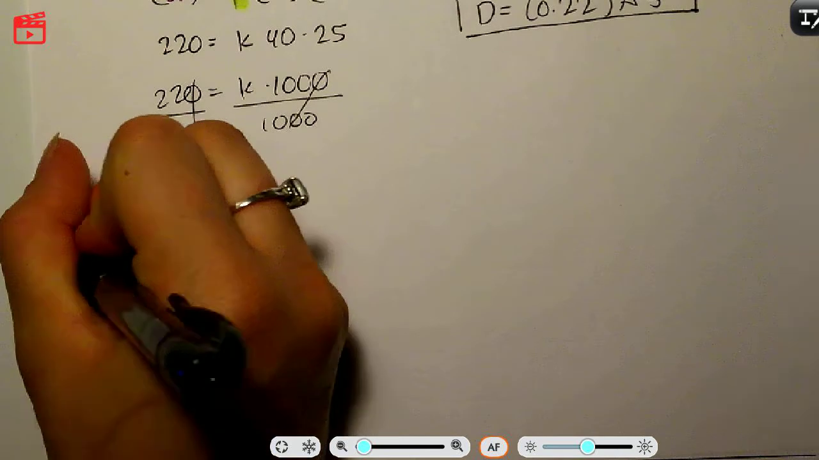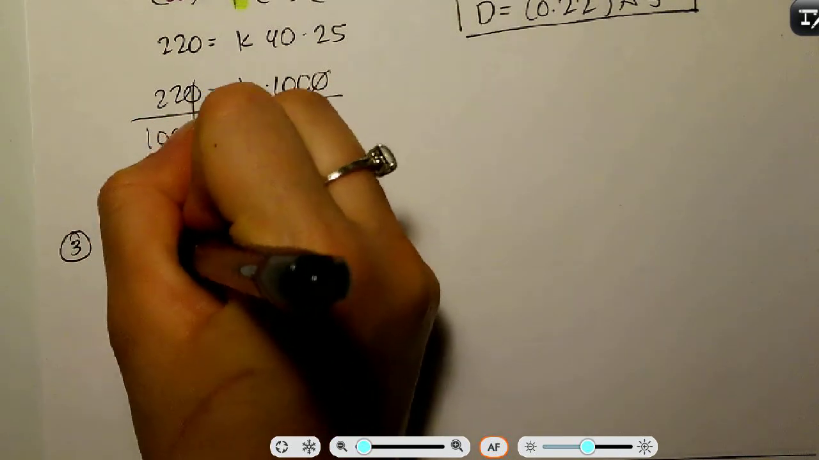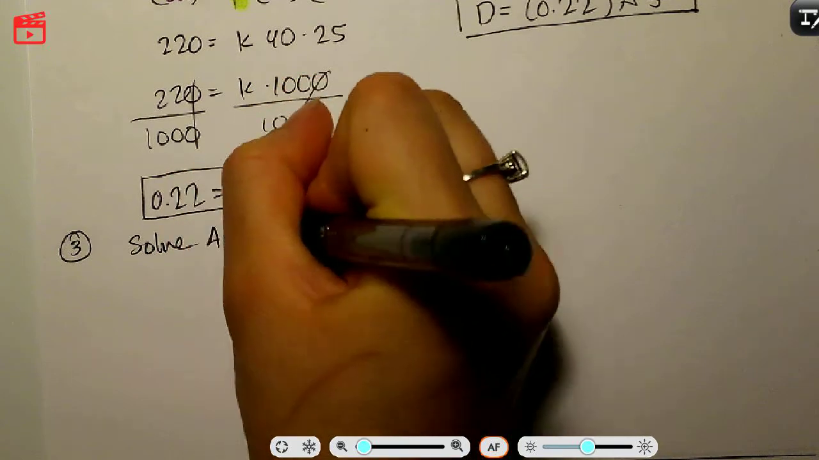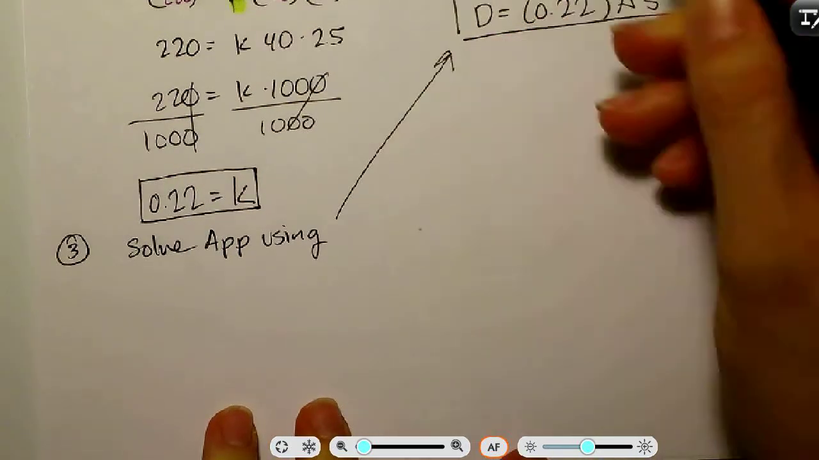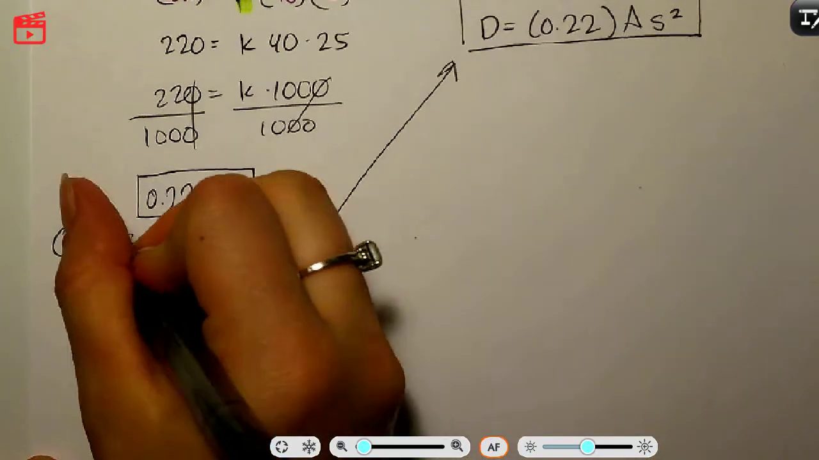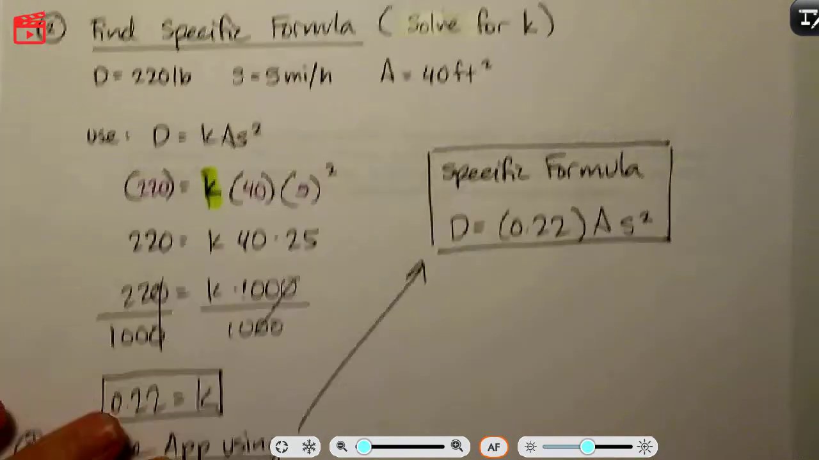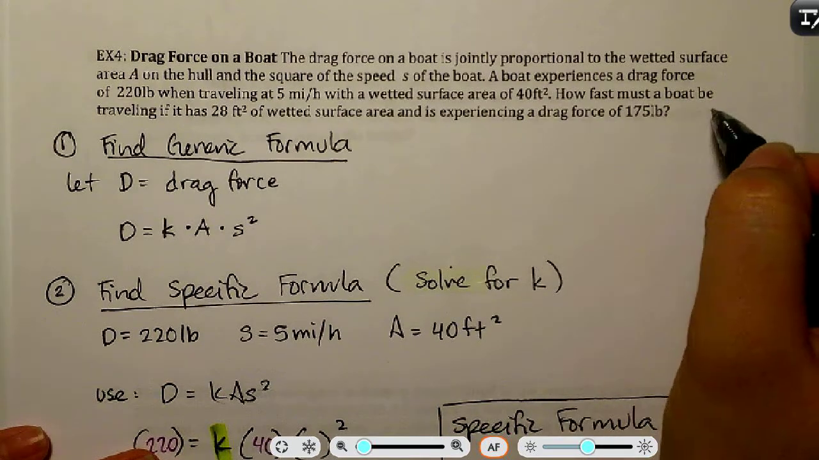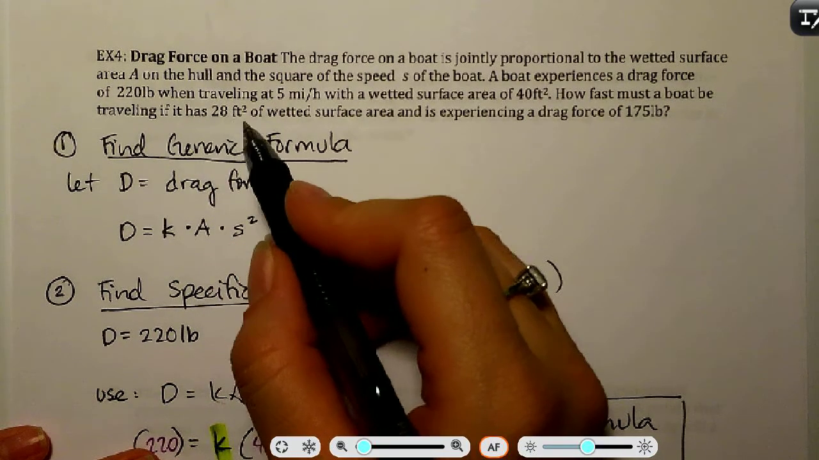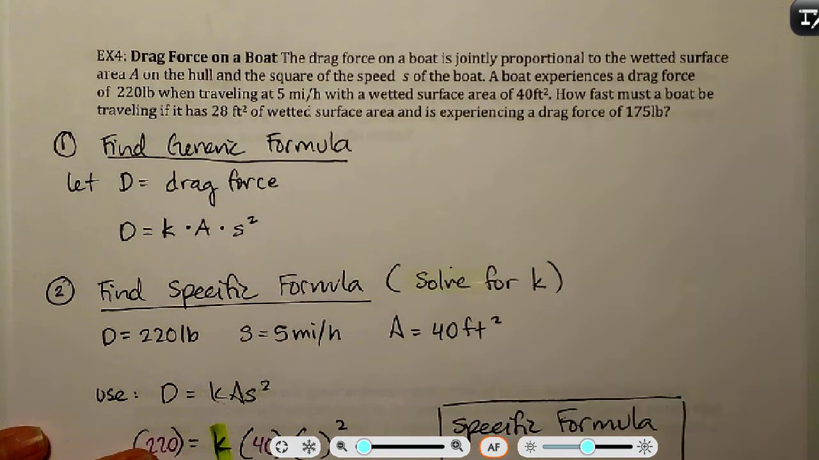So third part. Okay, solve the application using the specific formula. And normally, the third sentence will give us the information we need and what we're trying to solve for. So let's go back to the top. It's asking, how fast must a boat be traveling if it has 28 feet squared of wetted surface area and has experienced a drag force of 175 pounds?